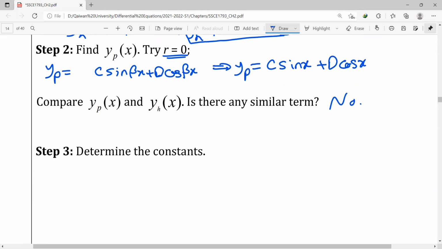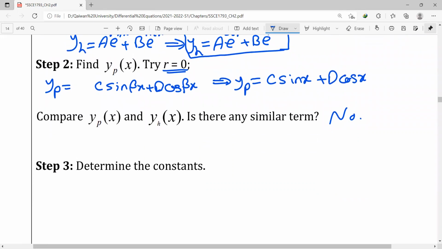Now, we determine the constants. We have c and d in the particular solution. In the particular solution, we must find the values of constants. But for the homogeneous solution, we leave it. If there is any condition, we find them at the end. Okay?